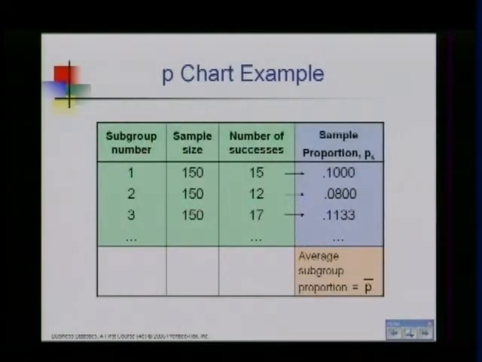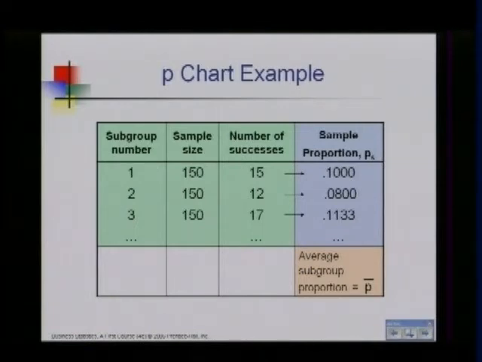So here's an example. We'll look at another example in a minute. We have subgroups. These are the observations that we took on each of these several days or time periods. We had 150 in each sample. Notice that's pretty large. That's going to tell me it's a P chart. It's not a real small sample size. It's pretty big, 150 in each group. And out of that 150, how many of them were successes?